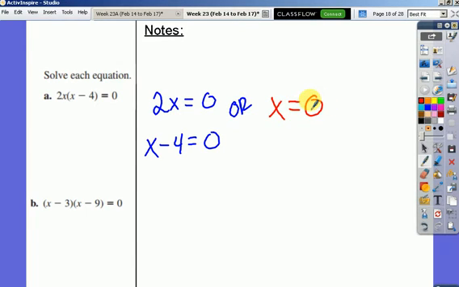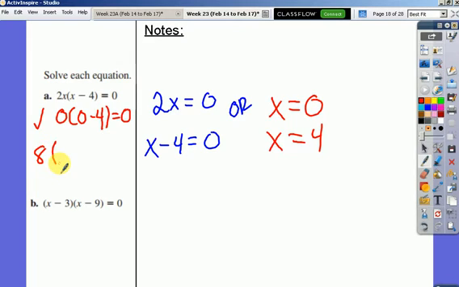Yeah. And if we check it, we see that that does work. So if I take 2 times 0, I get 0. And then 0 minus 4, of course, I'll still get 0, right? So that works. What about this one? x equals 4. So I can check it to make sure. 2 times 4 is 8. And then I have 4 minus 4, which is 0. 8 times 0 is 0. So that also works.